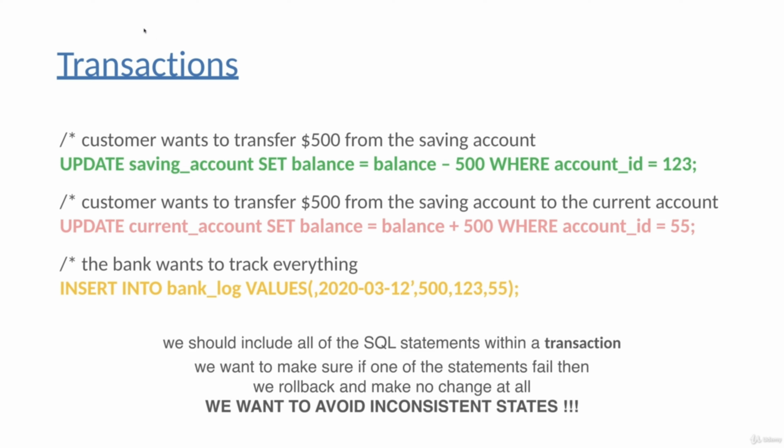The solution is to use transactions. So we should include all of the SQL statements within a single transaction. We want to make sure if one of the statements fail, then we roll back and make no change at all. So we want to avoid inconsistent states. And basically, if we use a single transaction for these three queries, then if there's an error as far as the second query is concerned, then there's going to be a so-called rollback operation, which means that MySQL is not going to change the savings account. So basically, this is the rollback operation when MySQL undoes the operations. Okay, so this is how we can avoid inconsistent states.